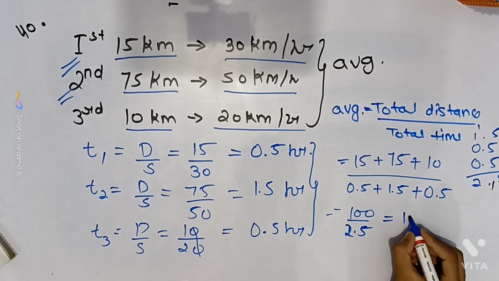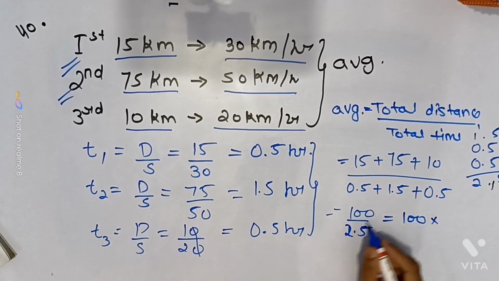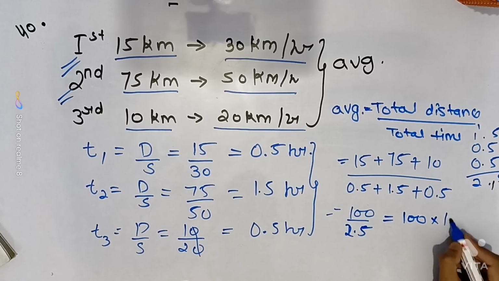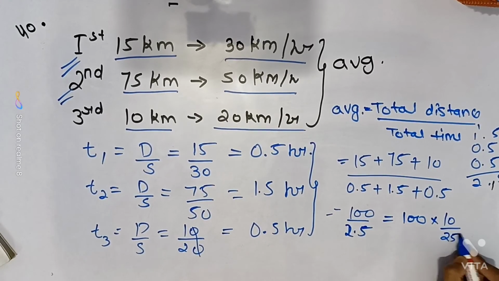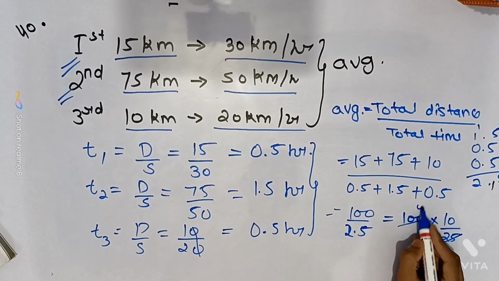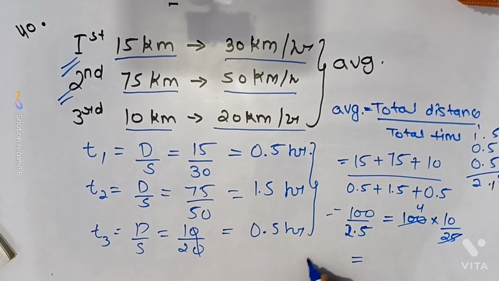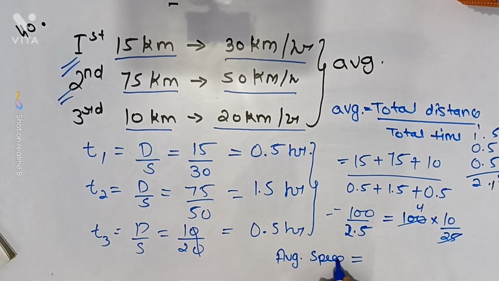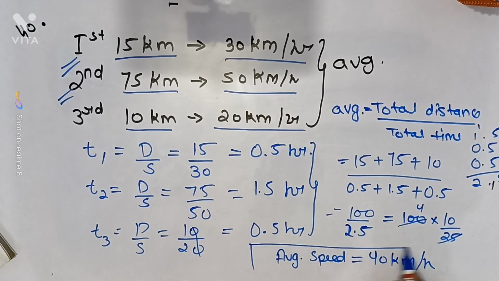So now what we will do is 100 multiplied, we will do it inversely, so we will get 25. So 25 fours are 100. So the average speed of the train is 40 kilometer per hour. So this is the answer of our numerical number 40.